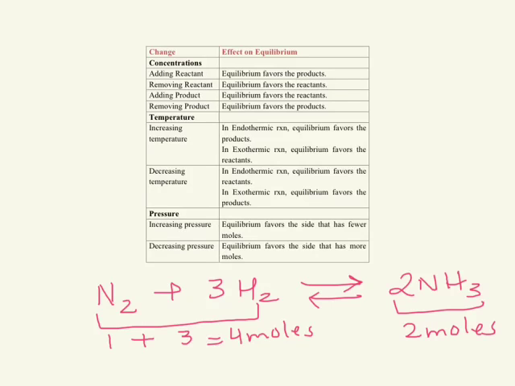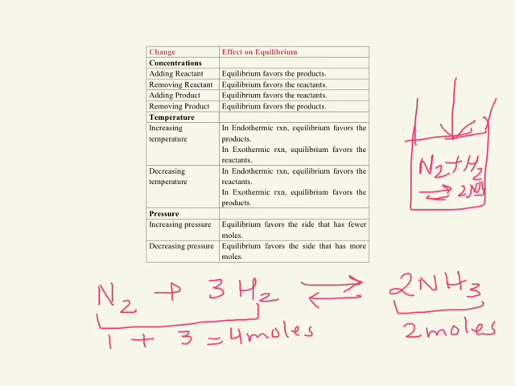So for this particular reaction, let's say again in this reaction vessel, this reaction is going on, and you increase the pressure. Pressure means you're putting pressure on this. You can use a piston to put the pressure. If you're increasing the pressure, equilibrium favors the side that has fewer moles. Which side has fewer moles? The product side has fewer moles, so the equilibrium will go towards this side.